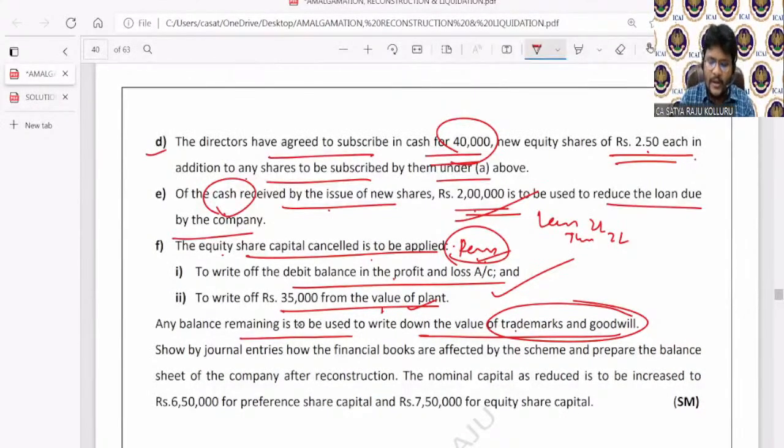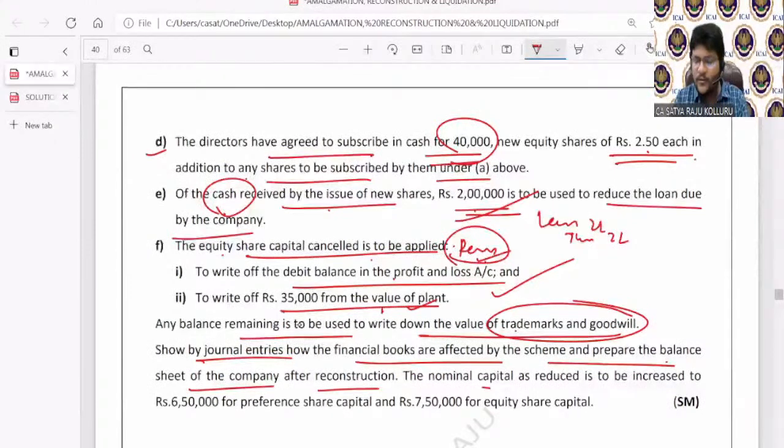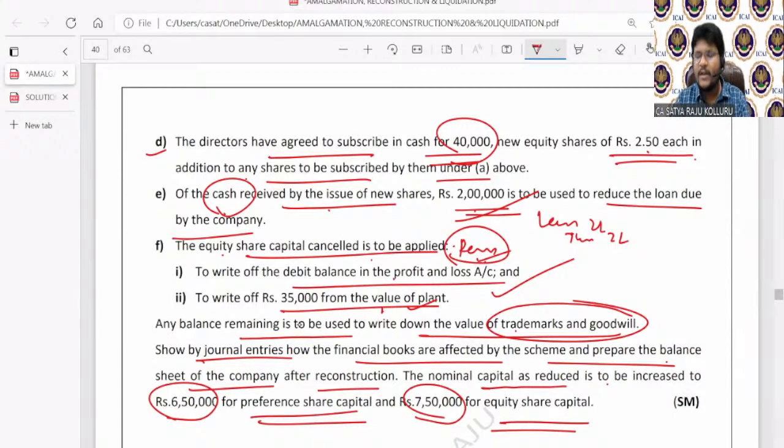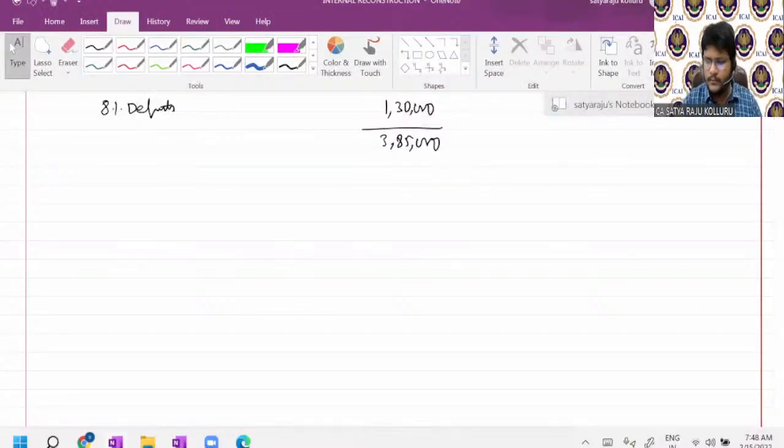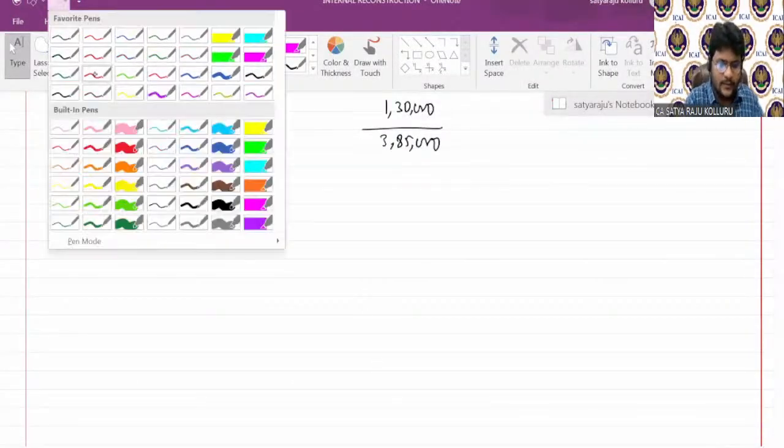Show by the journal entries how the financial books are affected by the scheme and prepare the balance sheet of the company after reconstruction. The face value as reduced is to be increased to 6,50,000 for preference share capital and 7,50,000 for equity share capital. So first let us pass the journal entries, guys. All of you please be with me. So let me pass the journal entries.